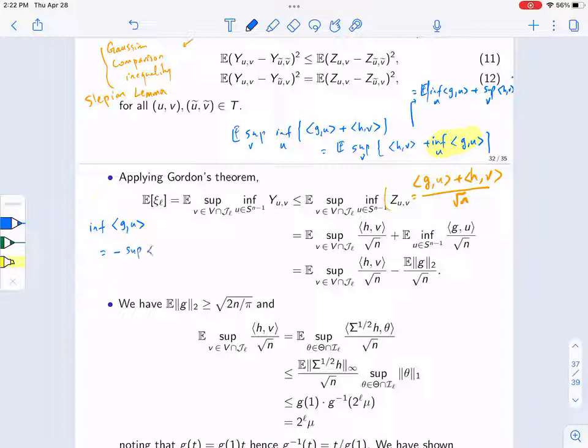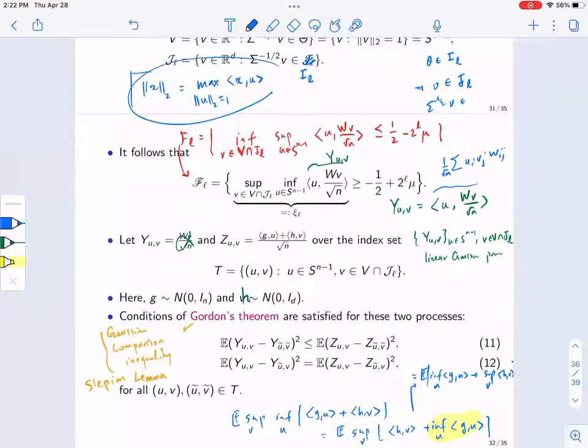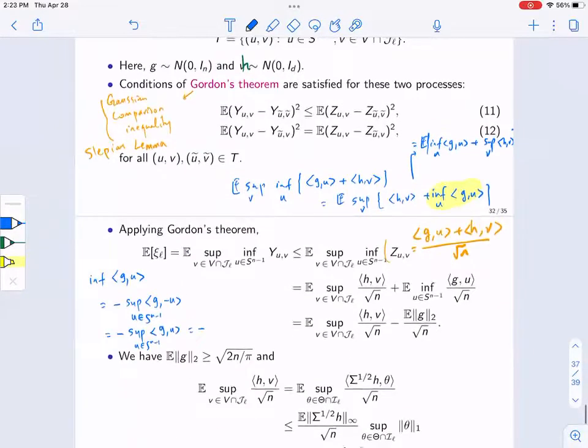Or you can say inf G U is negative sup over u in S^(n-1), and then the sup would be the same as the sup of G and U, let's say U in S^(n-1). This sup is negative. This would be negative norm of G, the 2-norm. This is also nice. So in any case, this would be negative. Now we're stuck with this one.